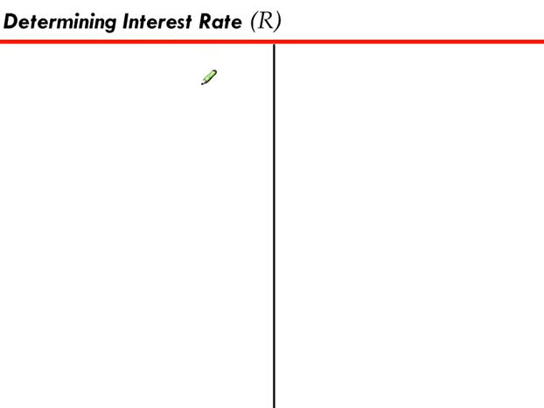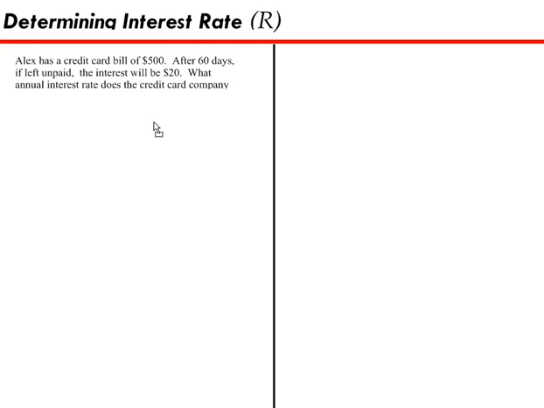However, sometimes we're not so lucky. For example, if we have a credit card bill, we're also charged interest if we don't pay it off. Let's have a look at a problem just like that involving a credit card. Alex has a credit card bill of $500. After 60 days, if left unpaid, the interest will be $20. What annual interest rate does the credit card company charge?